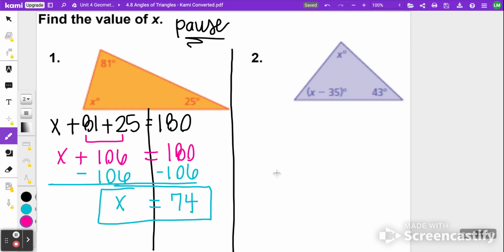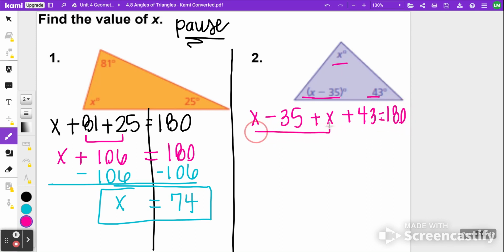Excuse me. Number 2, I've got a lot going on, so it is really important that I write my equation down. The first thing I have is x minus 35 plus x plus 43 equals 180. Now I'm going to look for things that I can combine.